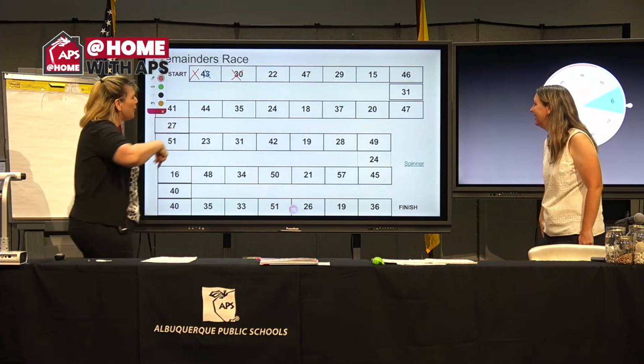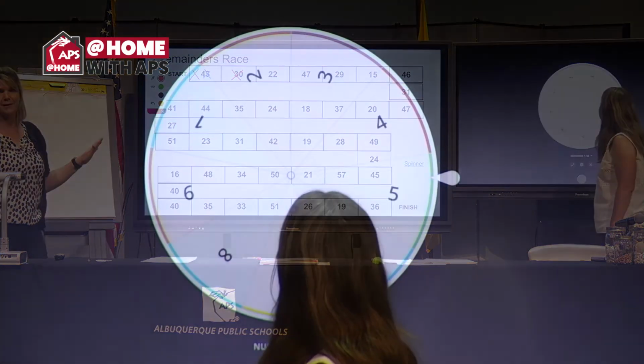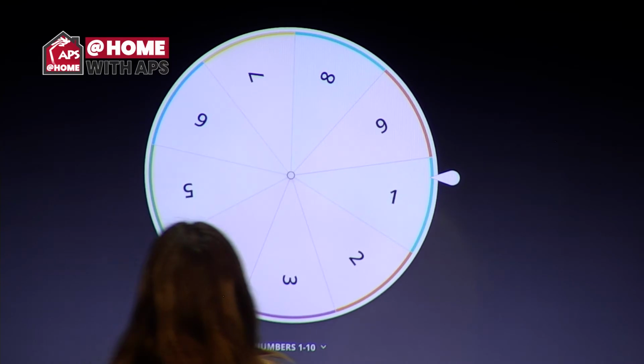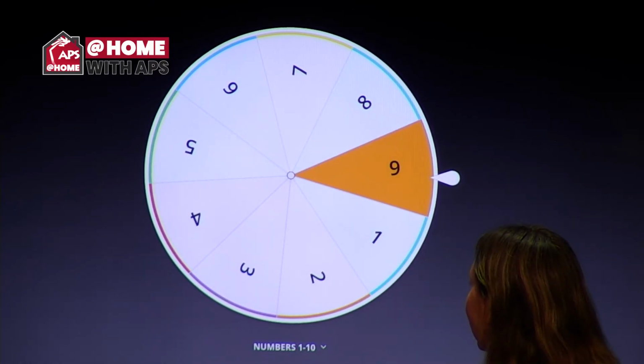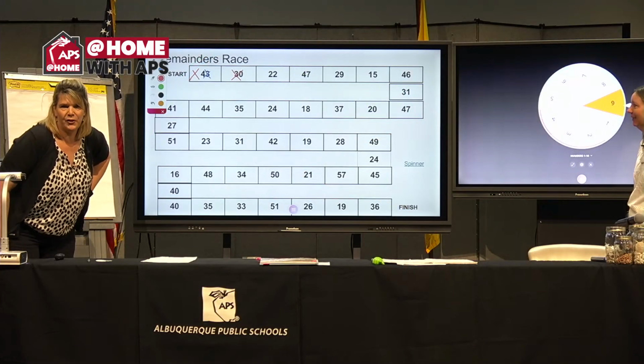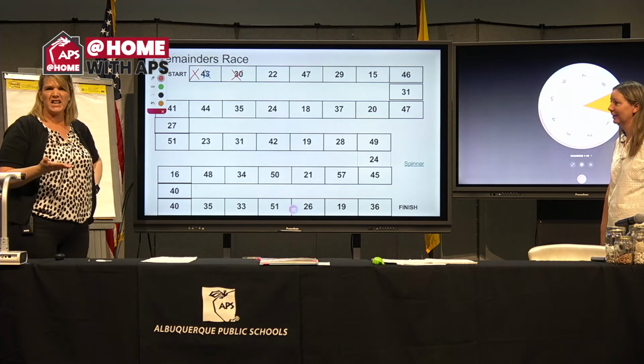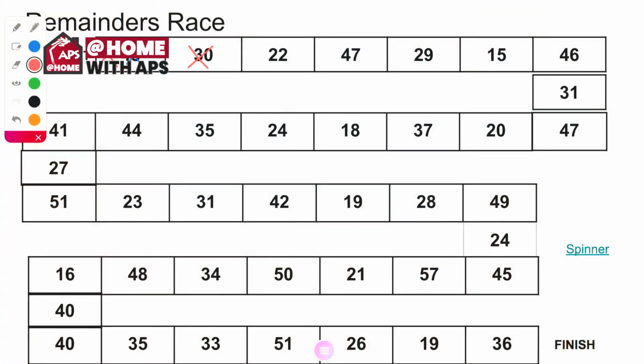All right, would you mind rolling for me? I'm starting at 43. Next player, we're going to alternate through our turns. All right, 43 divided by 9. So I've got to think about my 9's facts. What's the 9 fact that's going to get me closest to 43 without going over? Without going over, thank you very much. That was a good point.